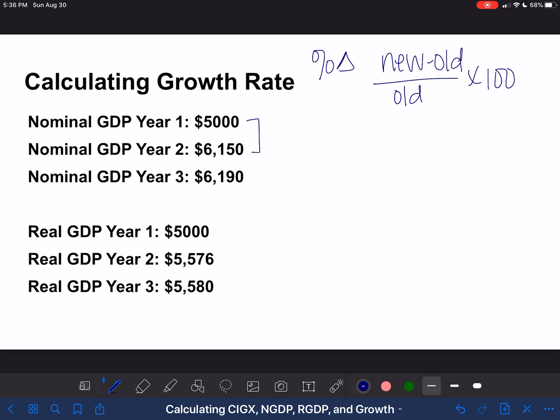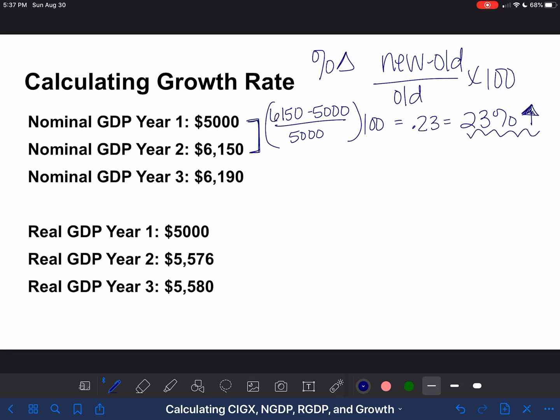So if we want to figure out the growth rate between year 1 and year 2, with our nominal GDP, it's going to be new, so 6,150, minus the old of 5,000 over 5,000 times 100. So if we put that in our calculator, what do we get? We get 0.23, and that as a percent is going to be a 23% increase. Very important we have increase in here. We don't want to leave that word out.